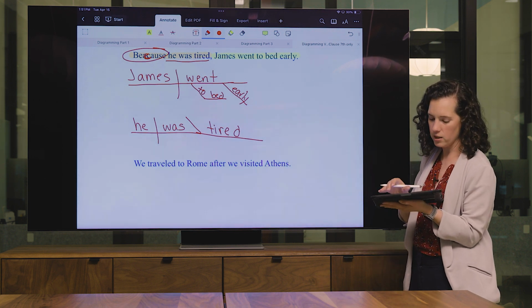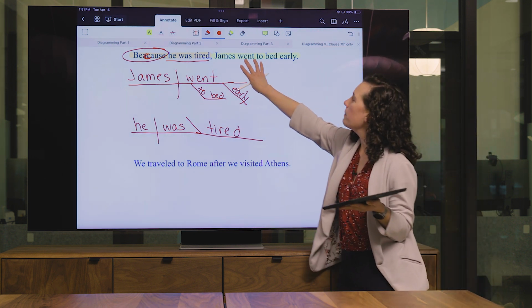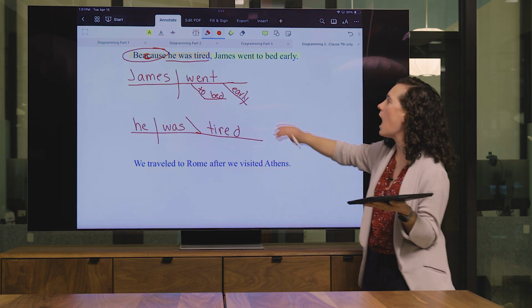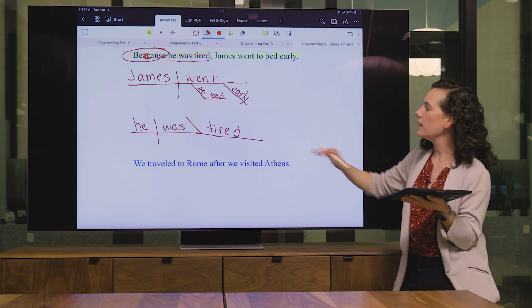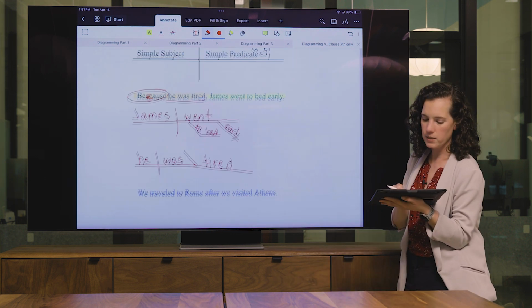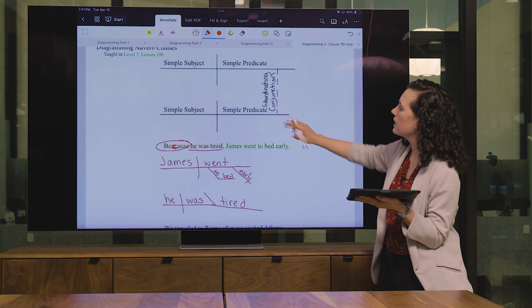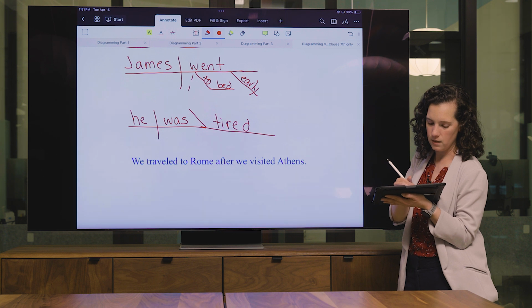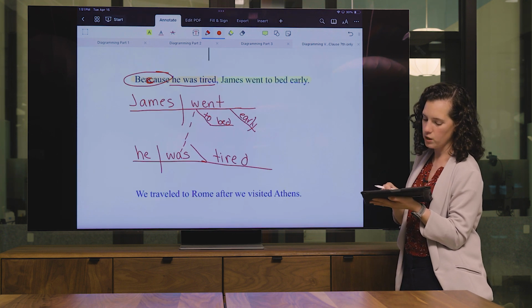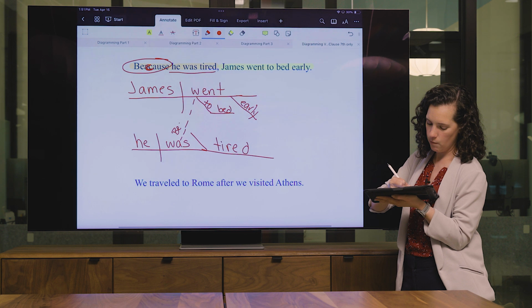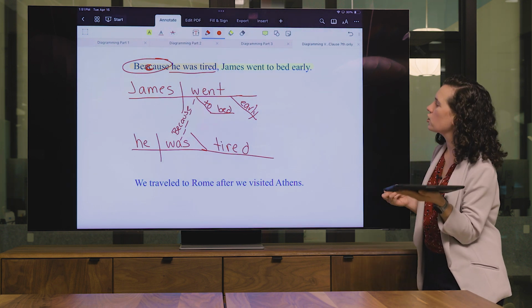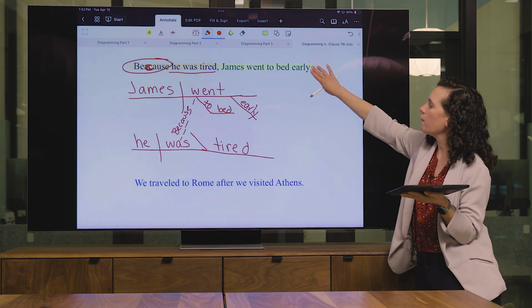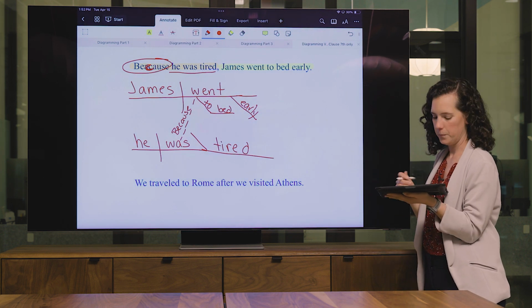And then we connect them together. James went to bed early because he was tired. So because he was tired tells you why he went there. Usually, these are going to connect your verbs together. You can see how up here it's connecting those simple predicates together. So we have a dotted line between went and was with our subordinating conjunction because. And we're going to capitalize that because it's the start of the sentence. But notice we still diagrammed this half first because it's our independent clause.